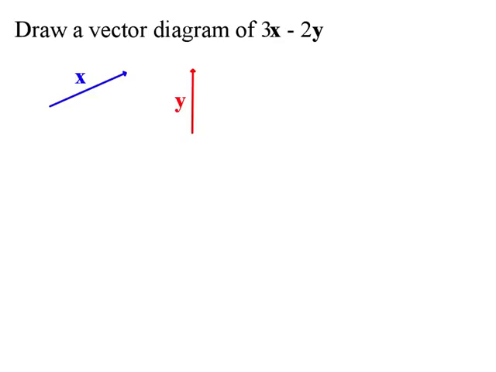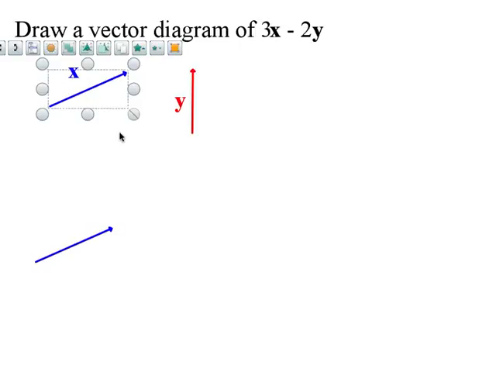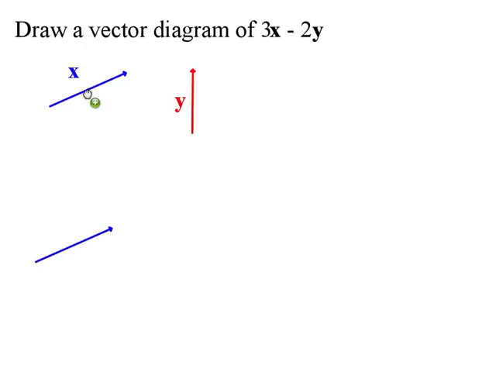Draw a vector diagram of 3x minus 2y. So 3x minus 2y, so that means how many x's? 3. So I've got 1. Oh, wrong one. There we go. I've got 2 right here. And I've got 3 right here. So that's 3x right there.